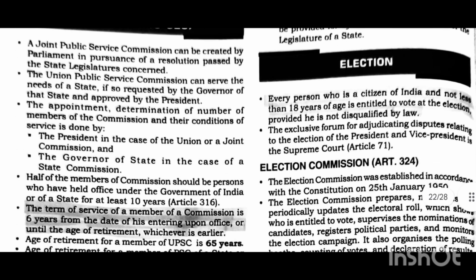A joint public service commission can be created by Parliament in pursuance of a resolution passed by the state legislatures concerned. The Union Public Service Commission can serve the needs of a state if so requested by the governor of that state and approved by the president. The appointment, determination of the number of members of the commission and their conditions of service is done by the president in the case of the union or a joint commission, and the governor of the state in the case of a state commission.